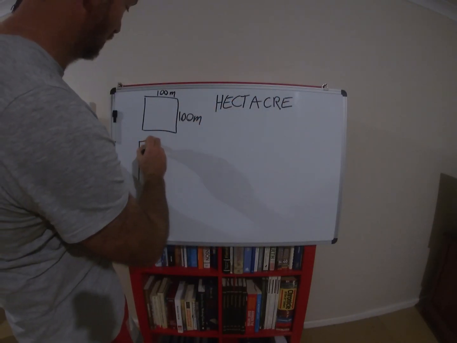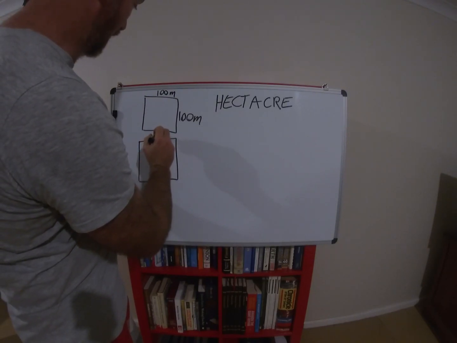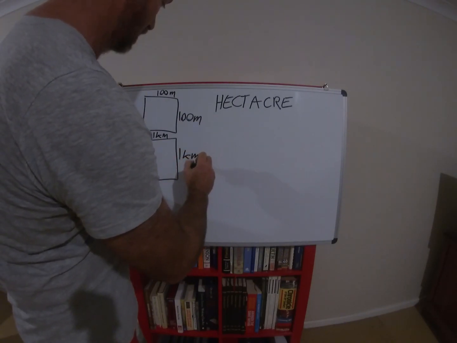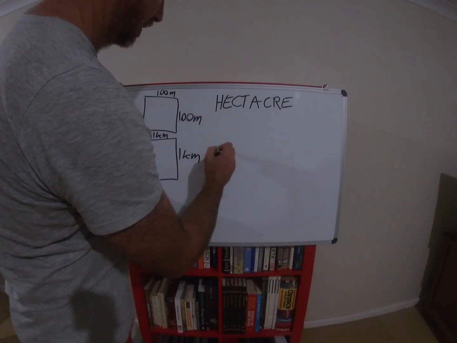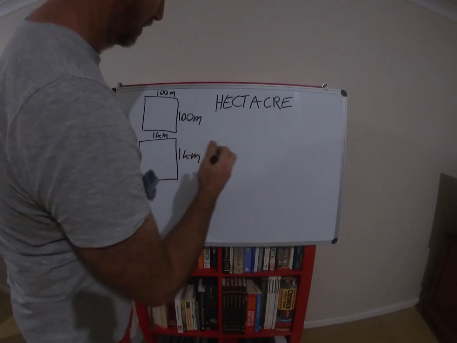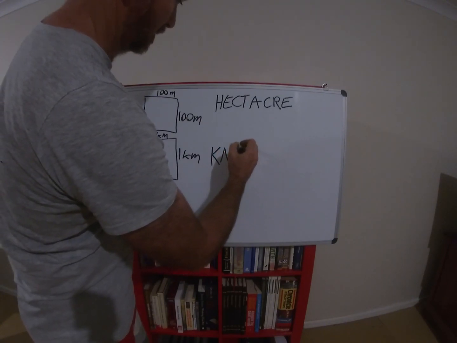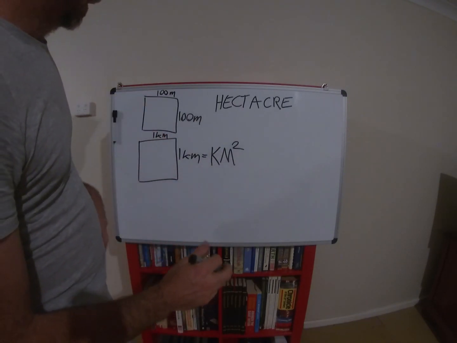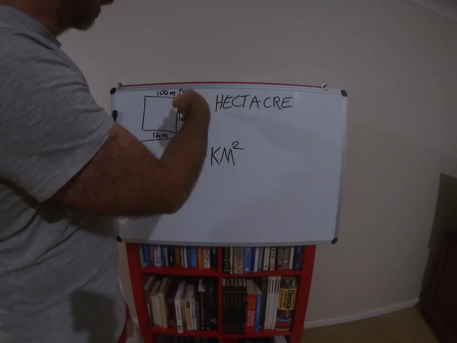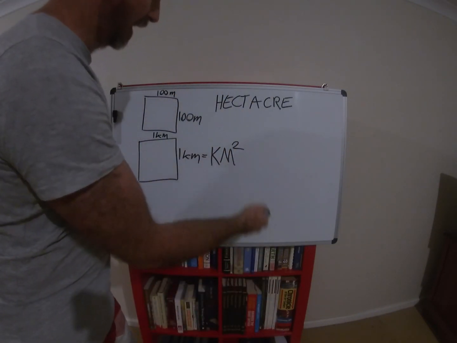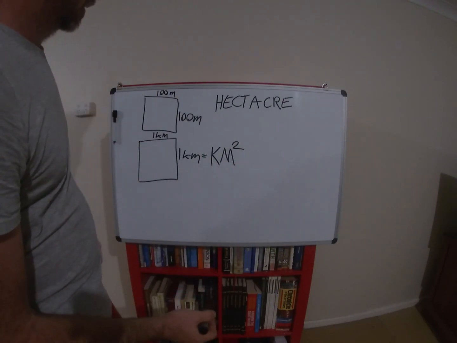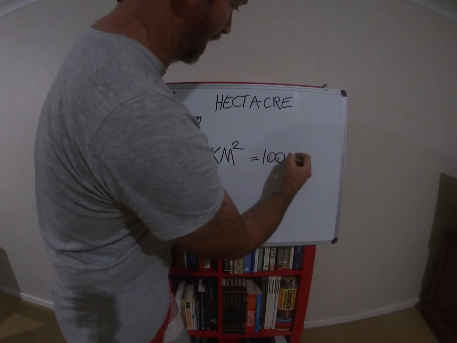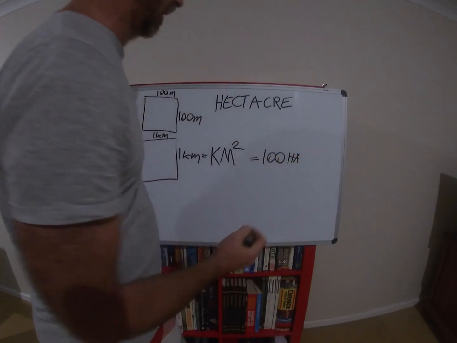The next measure that we use all the time is 100 times bigger than that. It's 1 kilometre by 1 kilometre. And we call this, would you believe, the kilometre squared. So we know 100 metres times 10, we're going to get 1,000 meters. So inside this kilometer square, we then have 100 hectares.